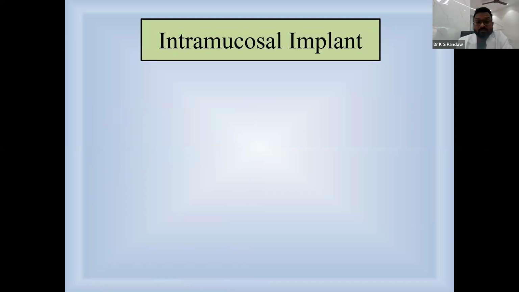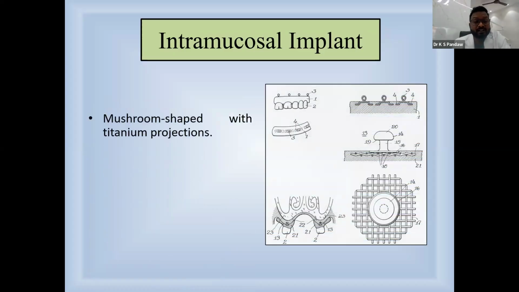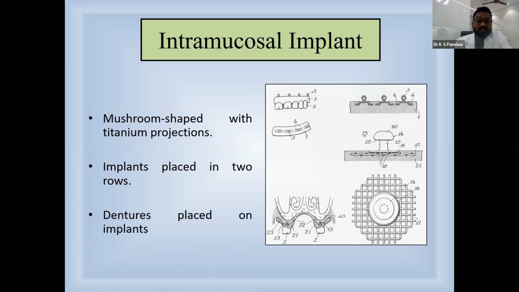And last is the intramucosal implant. We were not using this type of implant initially. They are developed in a mushroom shape with titanium projections. It is inserted into the mucosa, and it is used for denture stabilization.